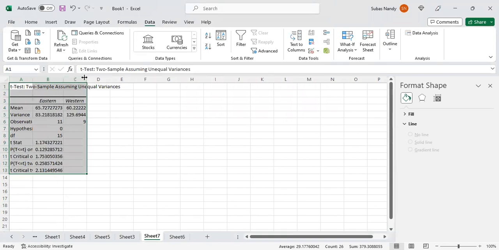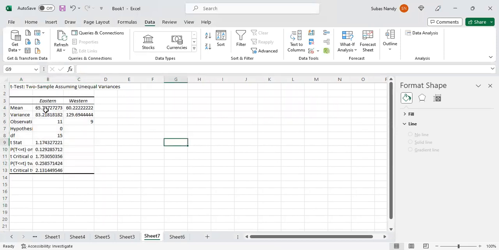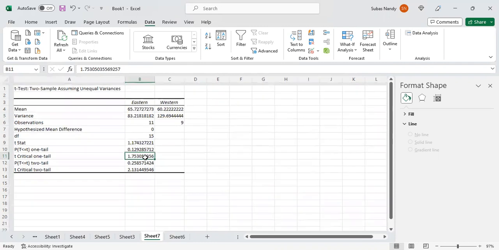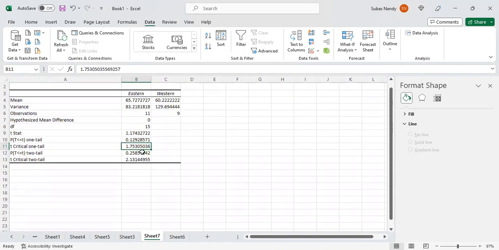So look at the sample mean of the Eastern, sample mean of the Western, sample variance of the Eastern, sample variance of the Western. The number of observations in Eastern is 11. The hypothesized mean difference is 0, that there is no difference between them. The test statistic is 1.174. Look at the p-value. I'm doing a two-tail test. Remember, my null hypothesis is mu Eastern is equal to mu Western, and the alternate is mu Eastern is not equal to mu Western. So this is a two-tail test. So I'm looking at the probability or p-value of P(T<=t) two-tail, which is 0.2585.